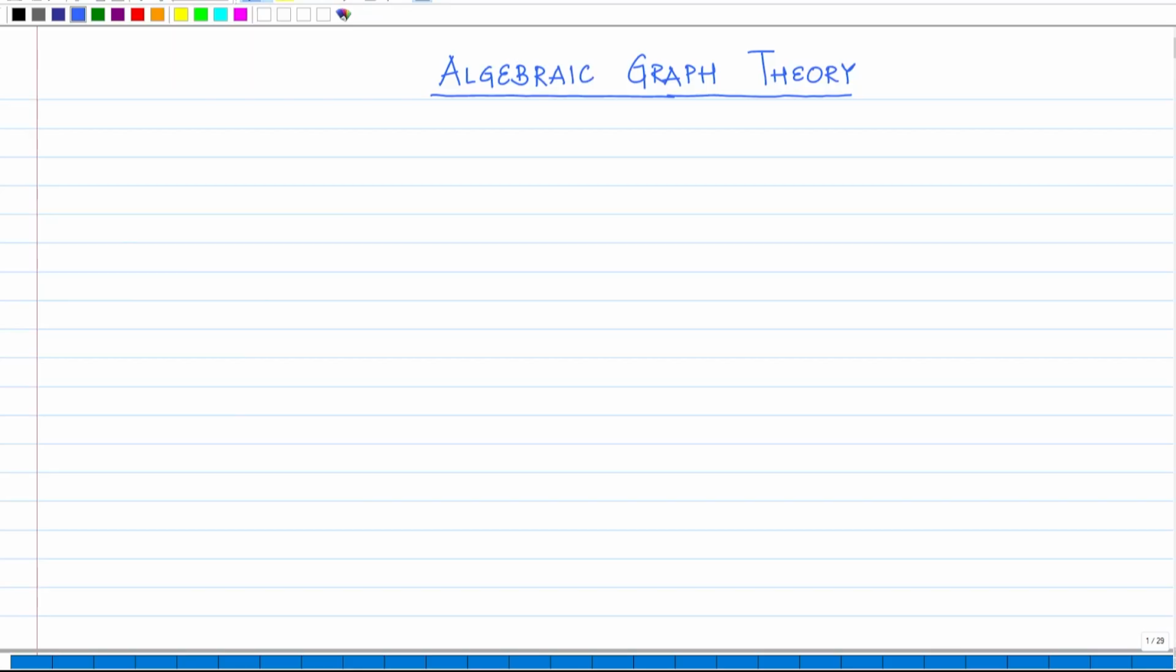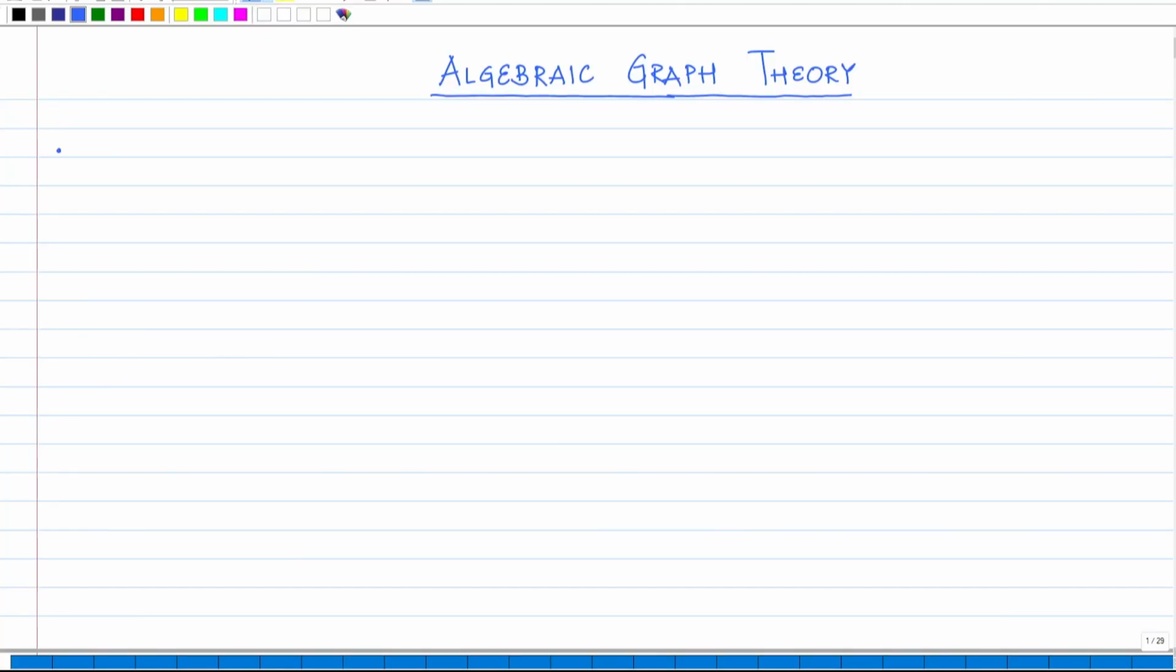So let's get started. Let us start by reminding ourselves of what the adjacency matrix is. Let's try to understand that through some examples. Let us consider the path graph given in this form with the nodes. Now, the adjacency matrix of this graph looks like this.